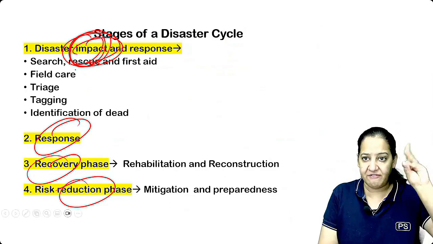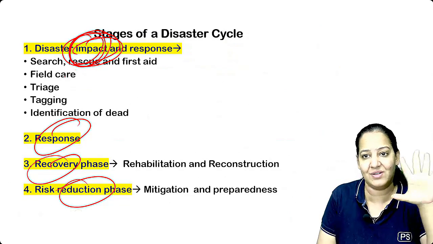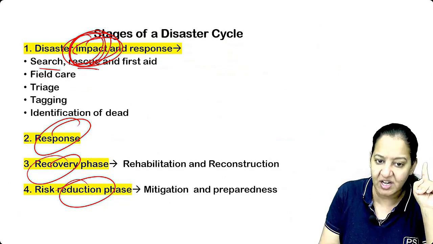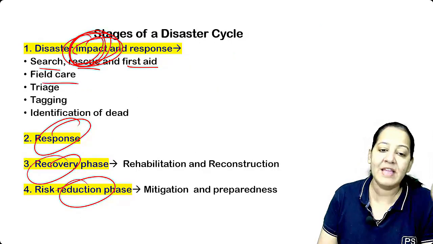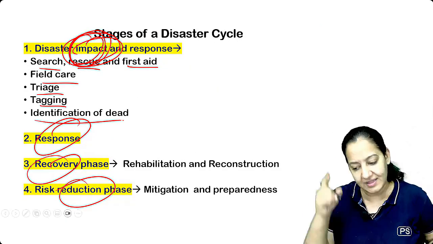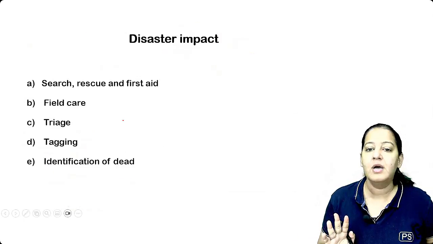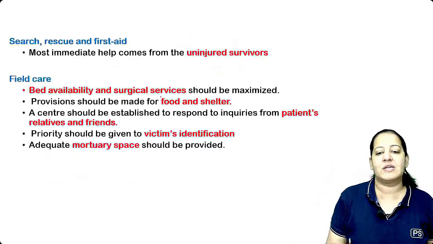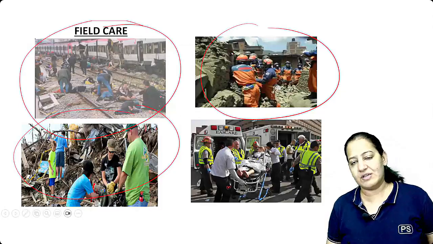In the impact, there are 5 things. As soon as any disaster occurs, you have to do search, rescue, first aid, then field care, then triage, then tagging, then identification of the dead. The sequence has to be followed. Listen, the first thing is the search, rescue, and first aid. Who gives the search, rescue, and first aid?